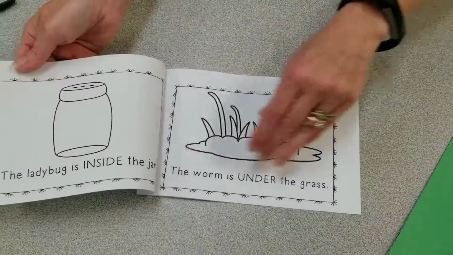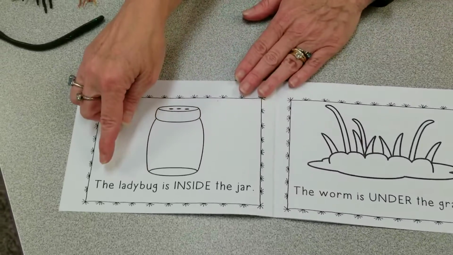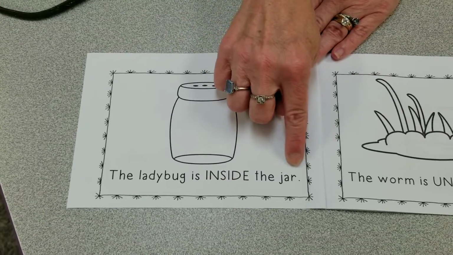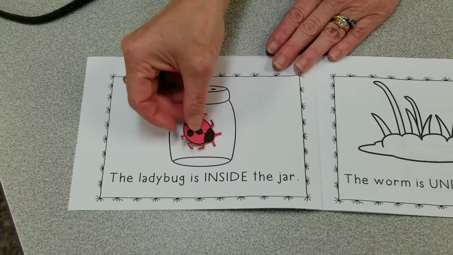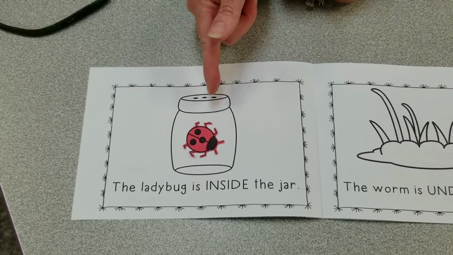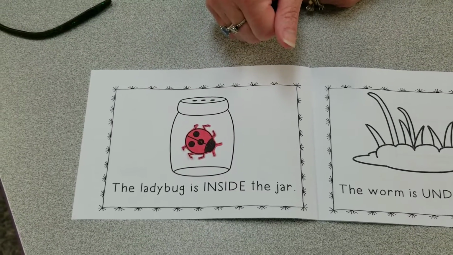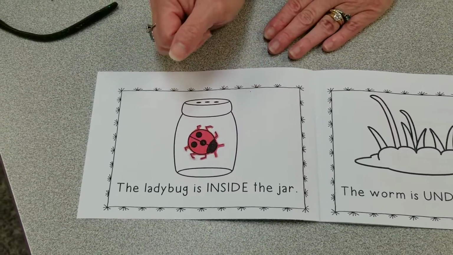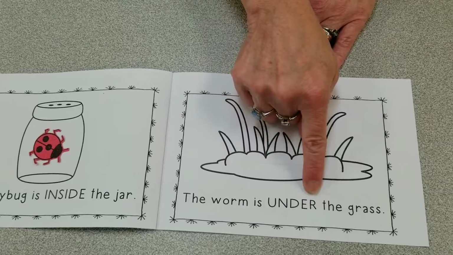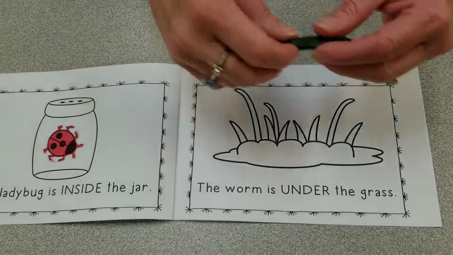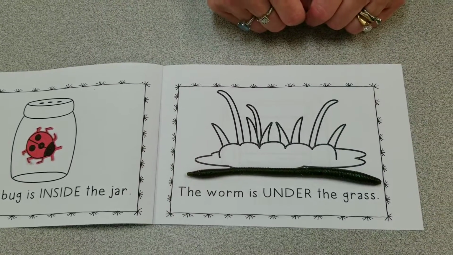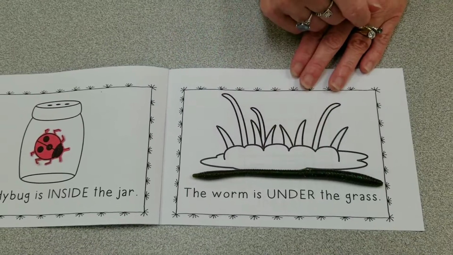So we're going to turn the page. All right. This first page says the ladybug is inside the jar. I have a little ladybug we cut out, or you can draw it and put it inside the jar. So you can either pause the video and draw it, or just listen to the video and go back and do it after. So put a ladybug inside, and you can put as many dots as you want on it. The worm is under the grass. We have a cool, shiny, glittery worm that we're going to put under the grass. You can color your grass in the dirt and put the worm in.